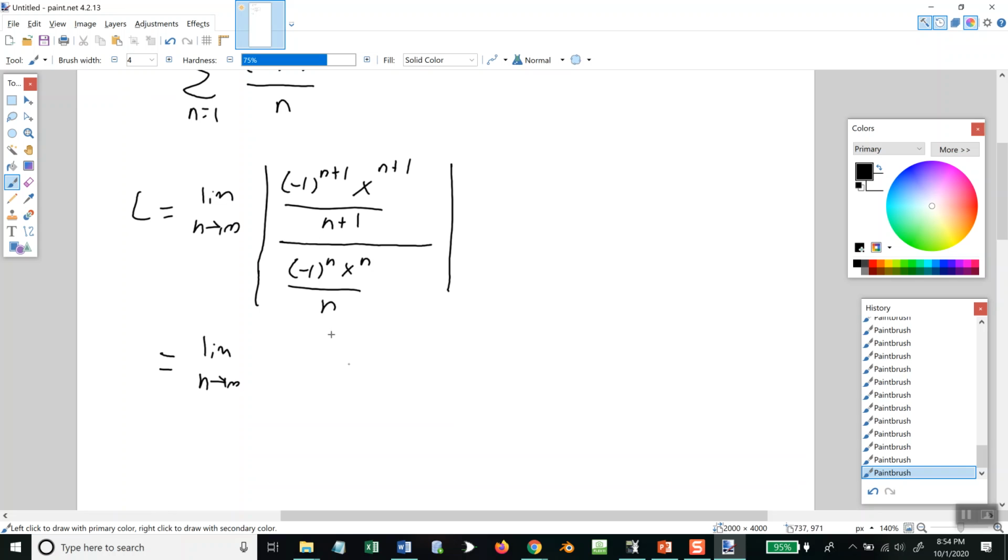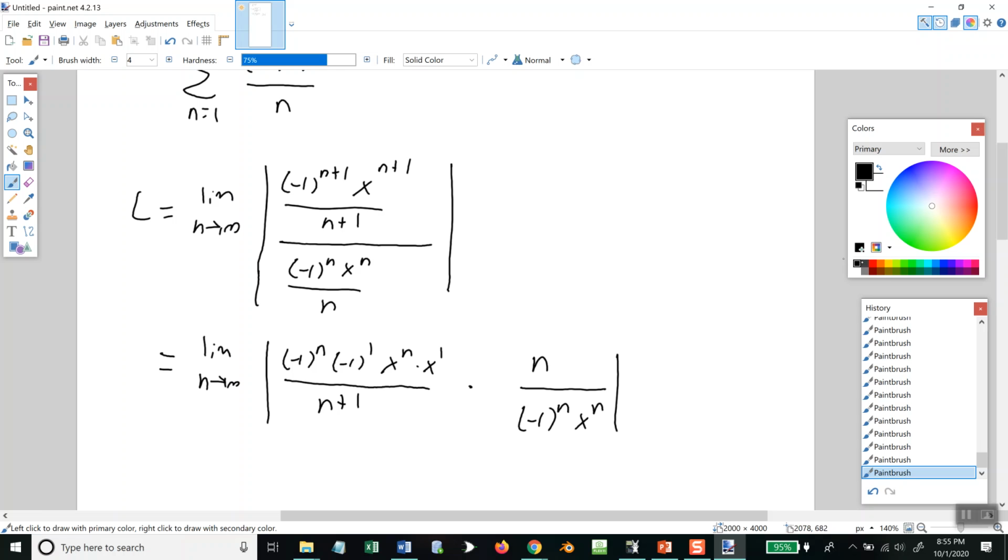Okay, so the top part, I'll split it apart a little bit. I'm going to have negative 1 to the n times negative 1 to the first power, and x to the n times x to the first power. Bottom part will be n plus 1. I'll flip the fraction down below and multiply it times the top, so n over negative 1 to the n, x to the n. Negative 1 to the n cancels, x to the n cancels.